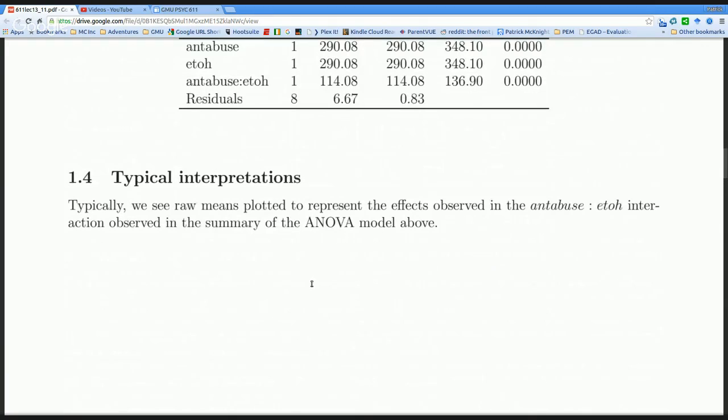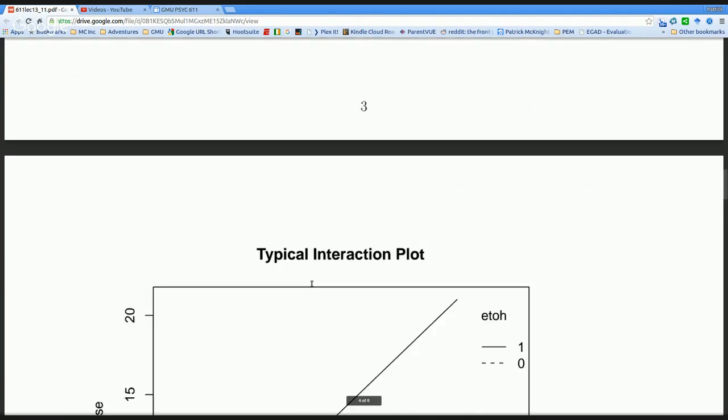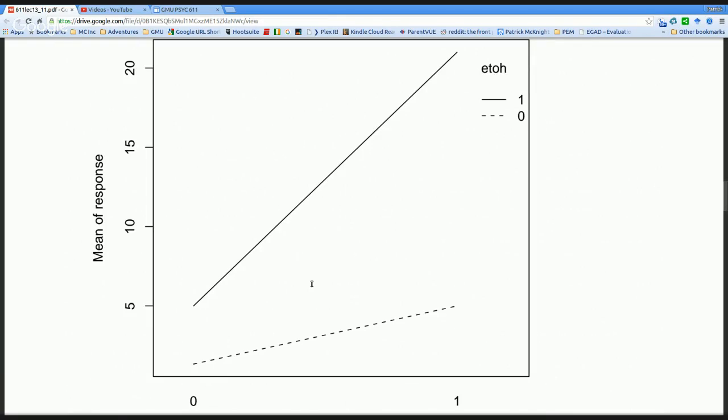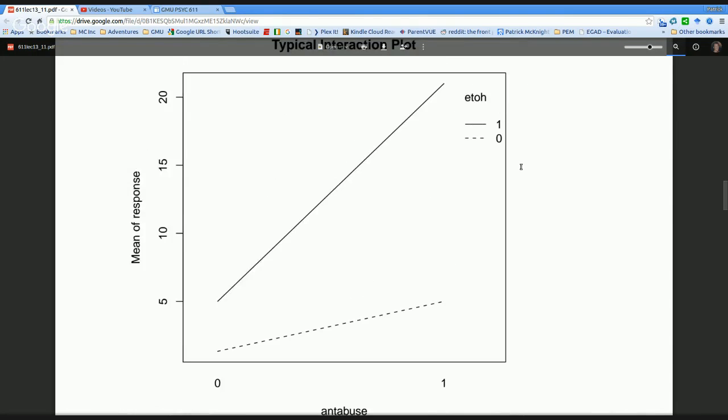But what I want to do is talk about how the typical interaction is reported. The way it's typically reported is this way. You have the mean of responses, and these are the raw means. Down on the x-axis, you'll notice this is antabuse. This is either 0 or 1. They either got antabuse or they didn't. So this is antabuse 1, no antabuse. Alcohol, if they got alcohol, they have a 1 or a solid line. If they weren't in the alcohol group, then they got a dashed line.